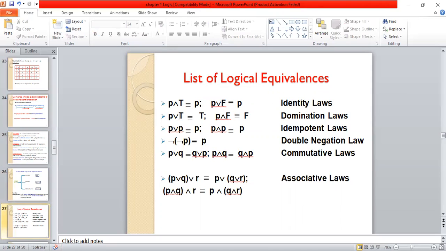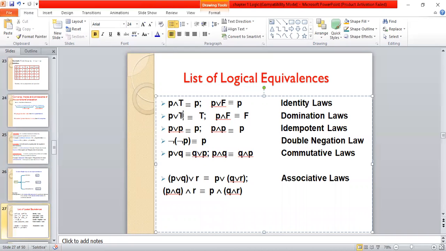P or true is true, or P and false is false, which is a domination law, which means that whatever the P value is, the statement is true, because when we are connecting the statement by or, it becomes false only if both statements are false. But we have true here, so whatever the P value, the truth value is true. Similarly for and, which is called domination law.